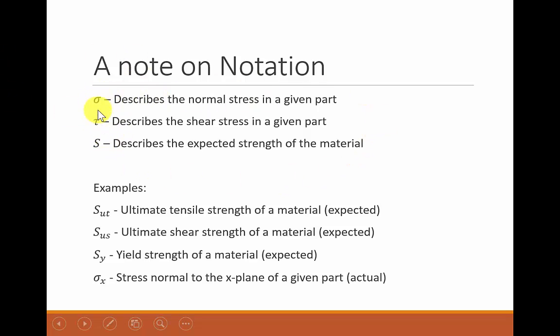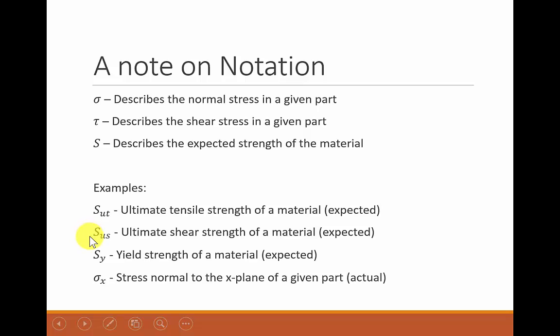Sigma and tau have something to do with the loading conditions. It's a quality of the types of forces and the location of the forces on the part. So that's a very big difference. So here's some example. Here's the ultimate tensile strength of material. We'll denote it SUT. This is how we expect the material to behave.